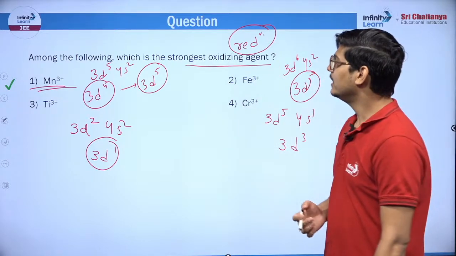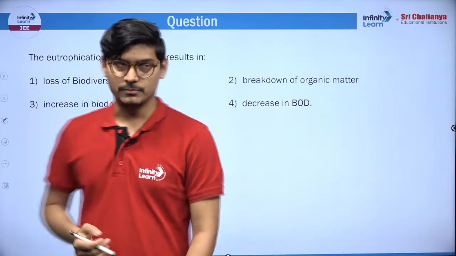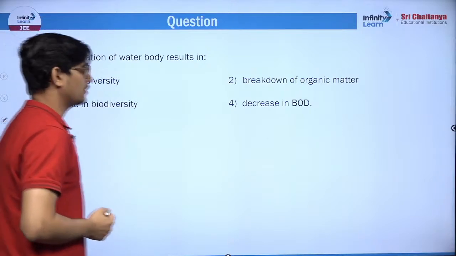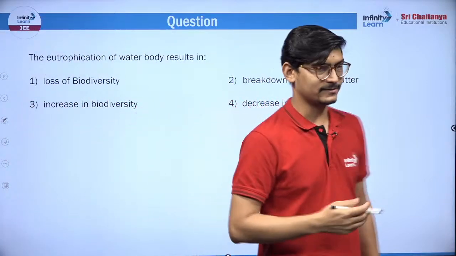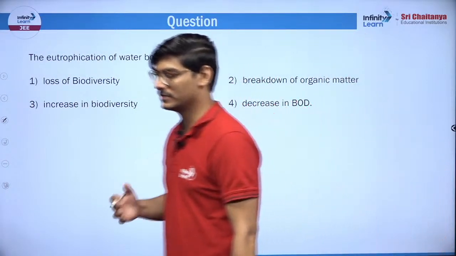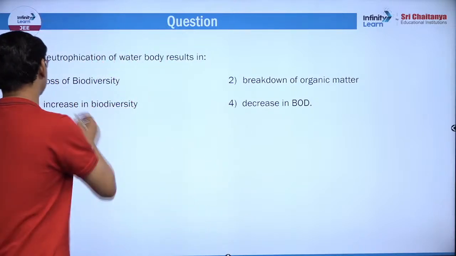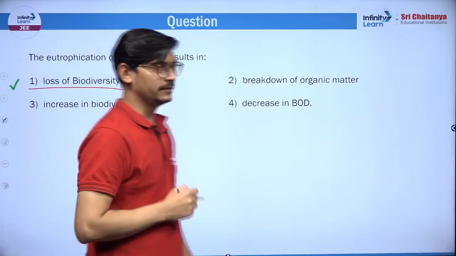Alright. Then eutrophication of water bodies results in loss of biodiversity, right? Because of the excess growth of algae, there is deficiency of oxygen in water, and hence there will be loss of biodiversity in the first place.